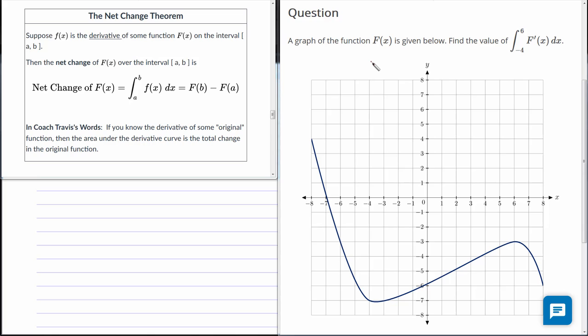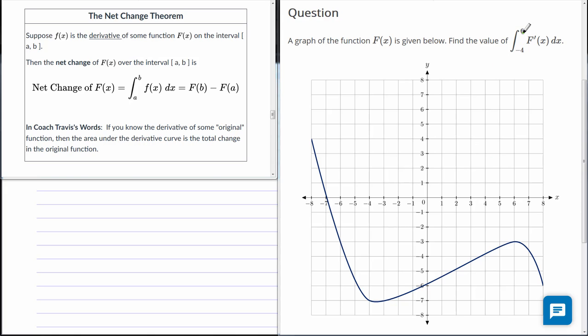So this is a video about the net change theorem. So here's the question. They give us the graph of f of x. This is the graph of f of x, they say. And then they want us to find the value of the definite integral from -4 to 6 of f prime of x. So don't fall for the trap.